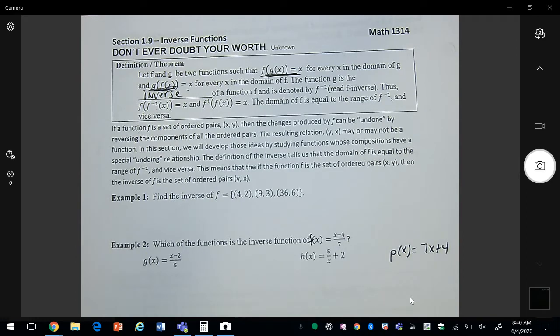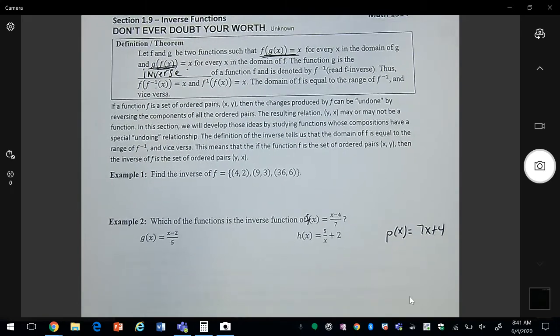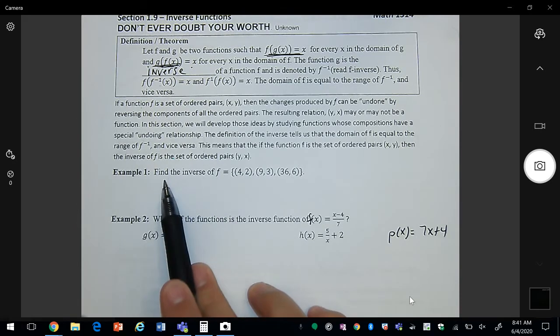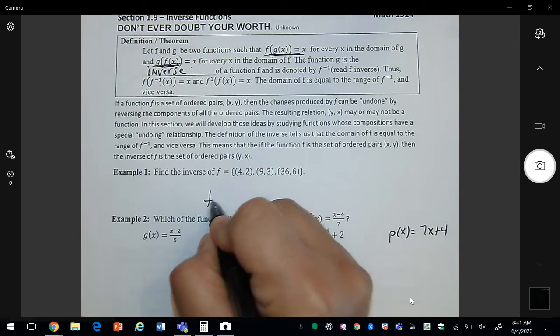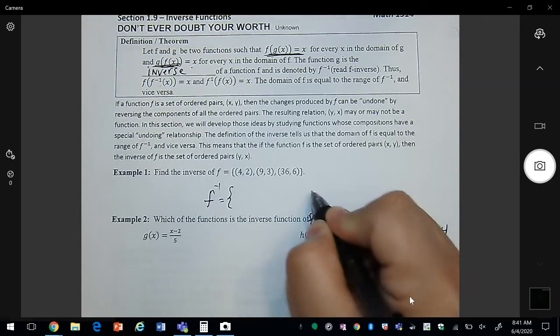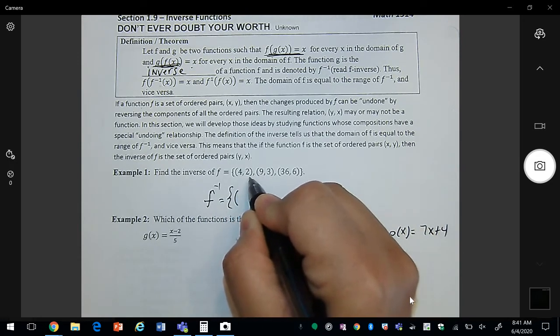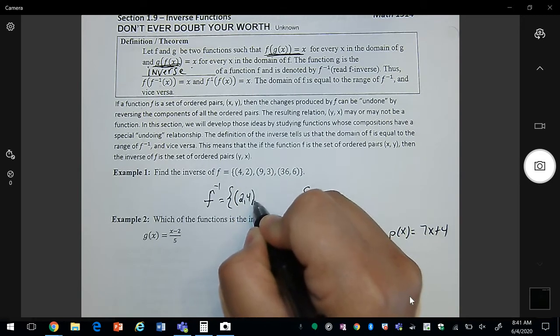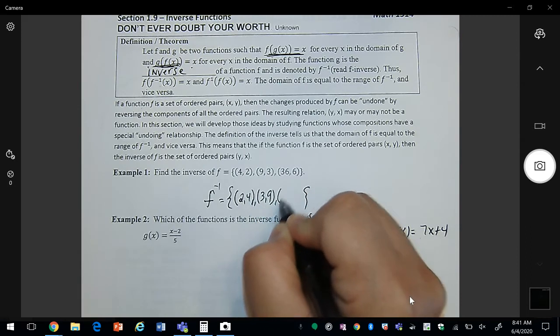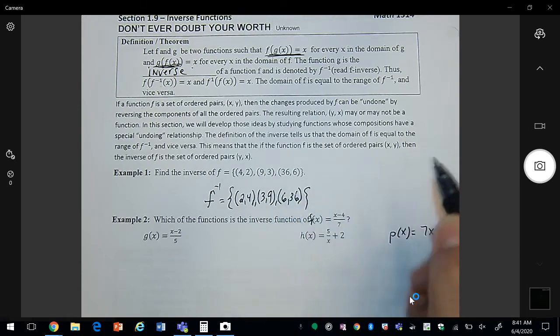The definition of the inverse tells us that the domain of f is equal to the range of f inverse, and vice versa. This means that if the function f is a set of ordered pairs (x, y), then the inverse is a set of ordered pairs (y, x). So for example, if they give me the function f, and these are the ordered pairs for f, then by the definition, f inverse is going to be the ordered pairs with the x and the y reversed. So instead of (4, 2), we would have (2, 4), (3, 9), (6, 36). And this would be your inverse.